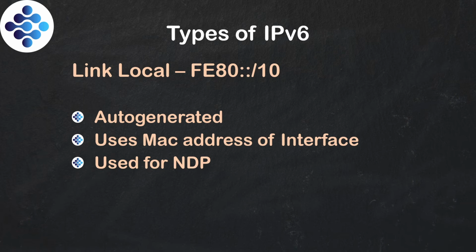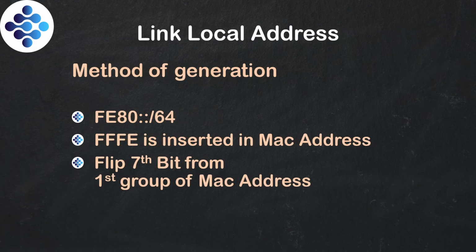The next type of IPv6 address is link local. Now this link local is identified by FE80. It is auto-generated. This address uses the MAC address of the interface, and this is used for NDP, Neighbor Discovery Protocol. Link local address, the first half is fixed. This is the first half, and this first half is FE80::/64. The second part, this is the second half.